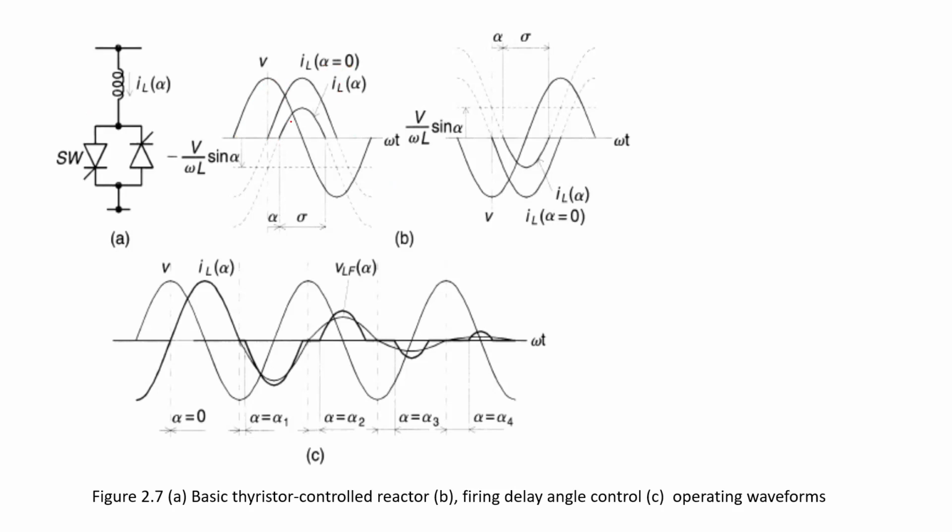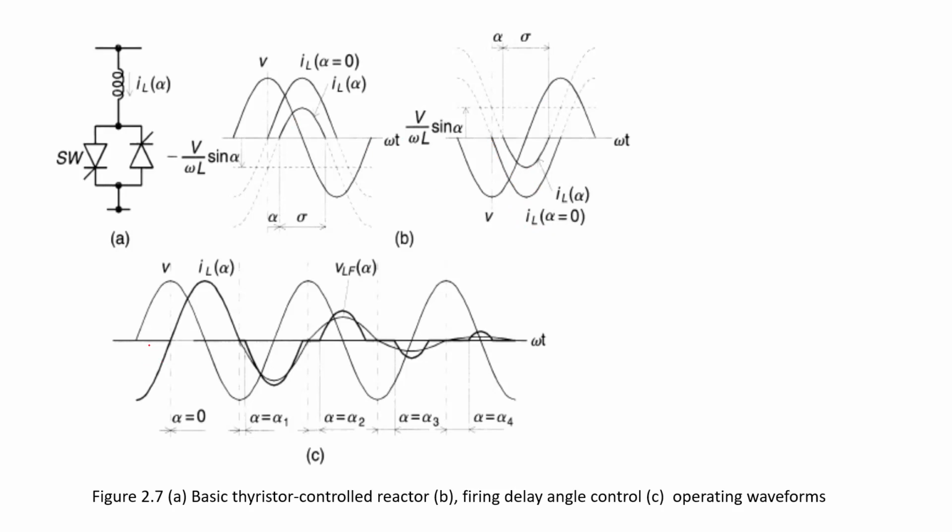But if you increase the delay angle, the conduction area goes on decreasing, and hence the current also decreases. This is the positive half cycle, and this is the offset value for the positive half cycle as well as the negative half cycle, isn't it? So this is just a mirror image of this one. This is the maximum current, and this is the current under control.